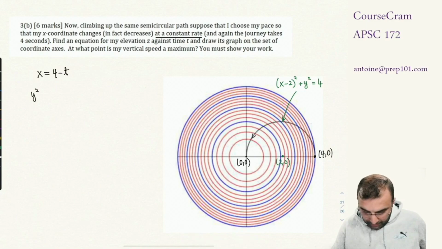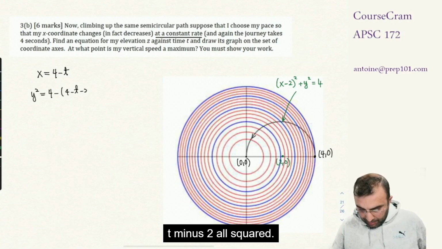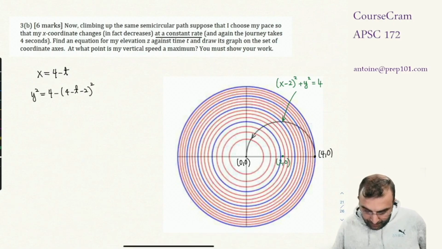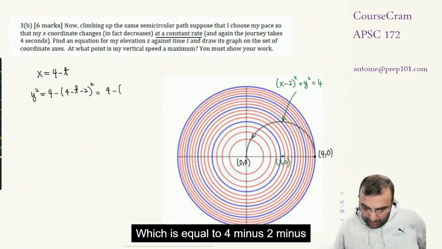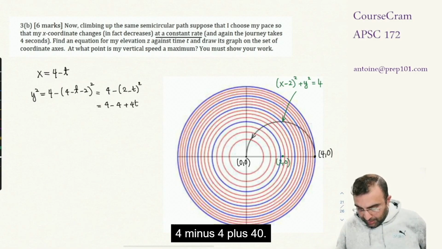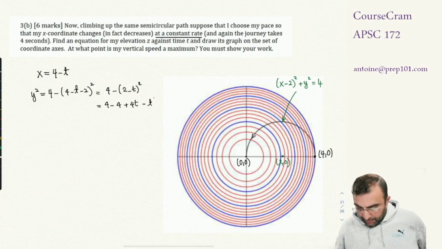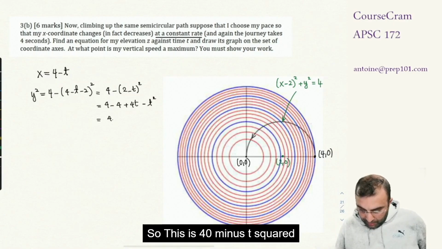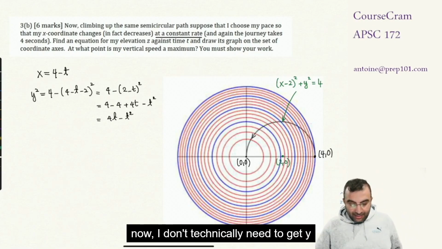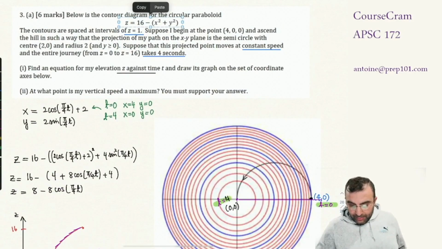So y squared is equal to 4 minus (t minus 2) all squared, which is equal to 4 minus (2 minus t) all squared. So this is 4 minus 4 plus 4t minus t squared. So this is 4t minus t squared. Now I don't technically need to get y because my z is in terms of y squared.